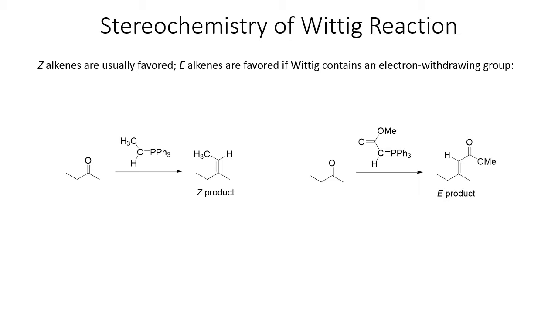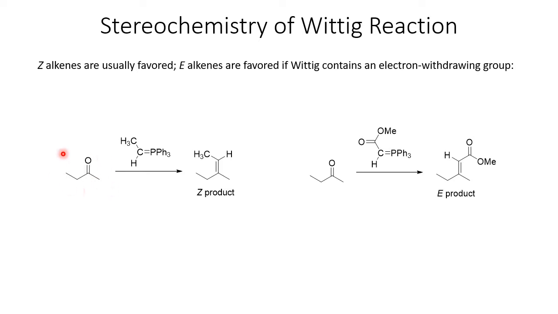If the aldehyde or ketone that we start with in the Wittig reaction is asymmetrical, there's a chance that we can form two different types of alkenes, either the E or the Z version. Now, for the most part, Z alkenes are usually favored in the Wittig reaction. However, E alkenes are favored if the Wittig reagent contains an electron withdrawing group.